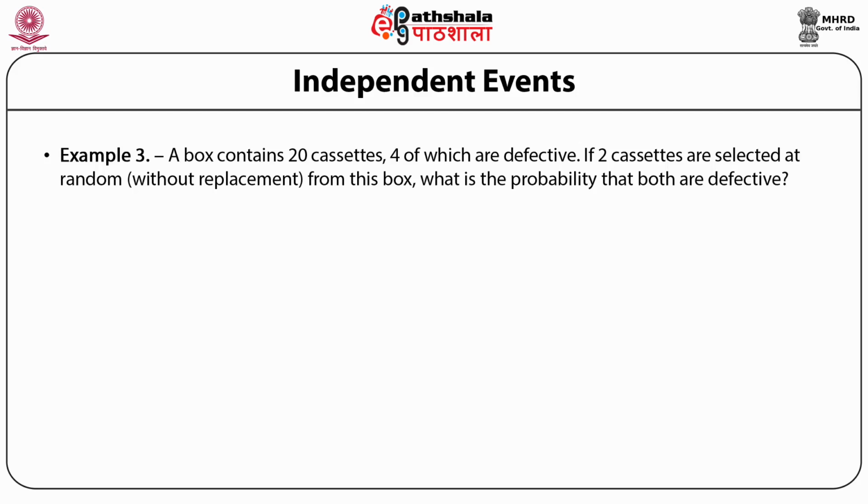Let us define the following events for this experiment. G1 is the event that the first cassette selected is good, and G2 is the event that the second selected cassette is good. D1 is the event that the first cassette is defective, and D2 is the event that the second cassette is defective. We are to calculate the joint probability of D1 and D2. First cassette is defective, second is defective. So this is probability of D1 into probability of D2 when D1 has already occurred.